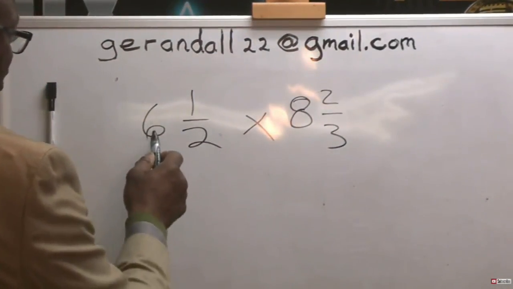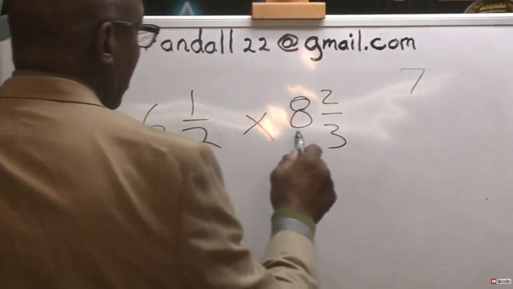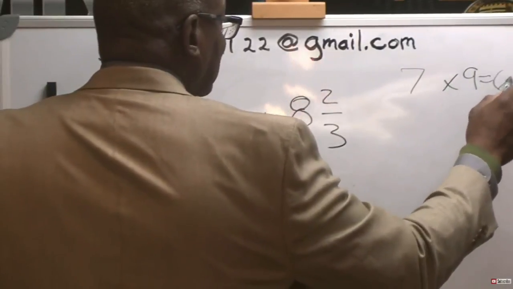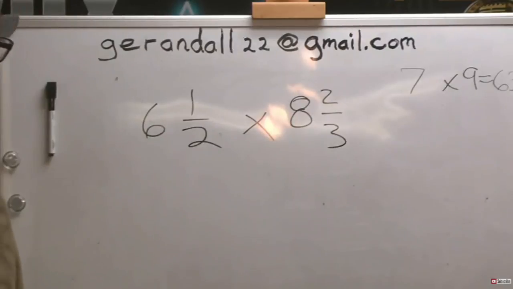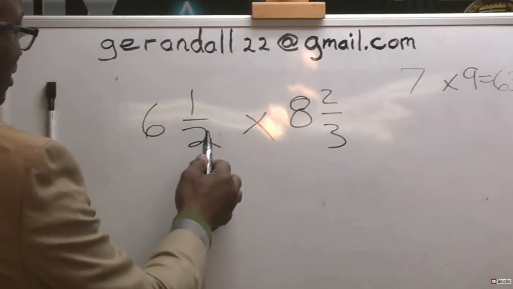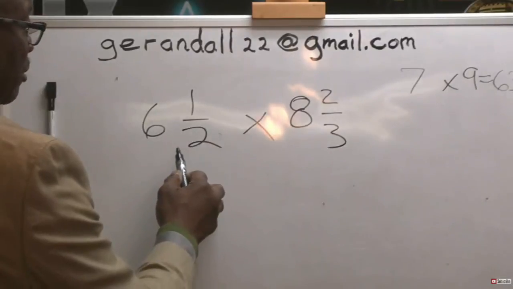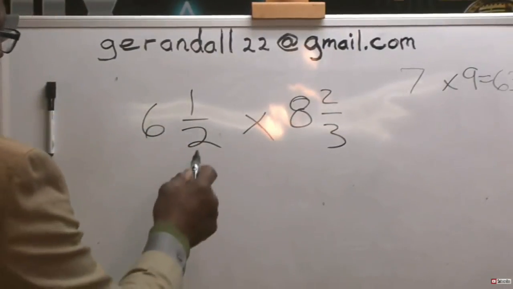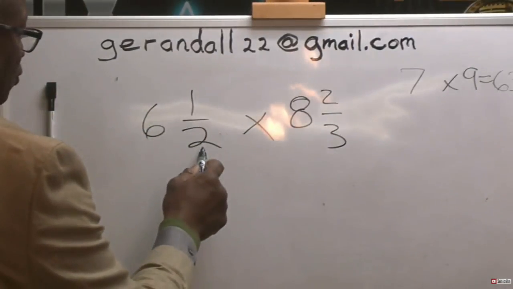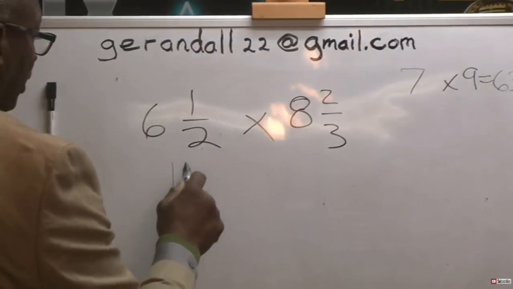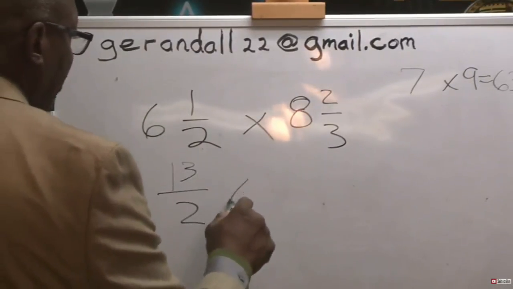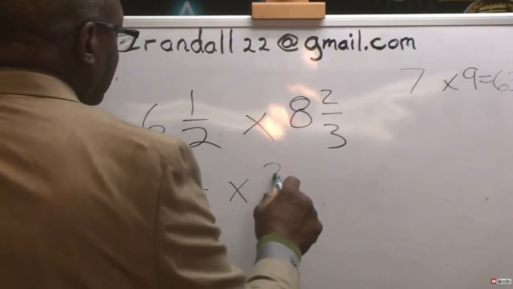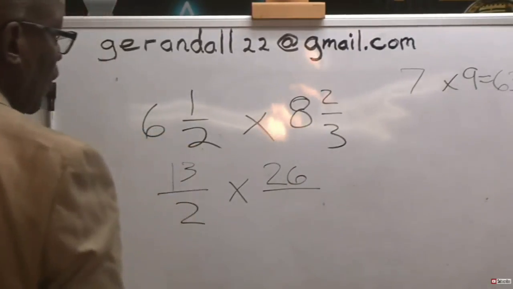Estimation again. 6 1/2 is close to 7. 8 2/3 is close to 9. Our estimate is 63. Now we know it's going to be a little bit less because we're working with mixed numbers, one that's less than 7, one that's less than 9. Process again: 2 times 6 is 12 plus 1 is 13, over 2. 3 times 8 is 24 plus 2 is 26 over 3.